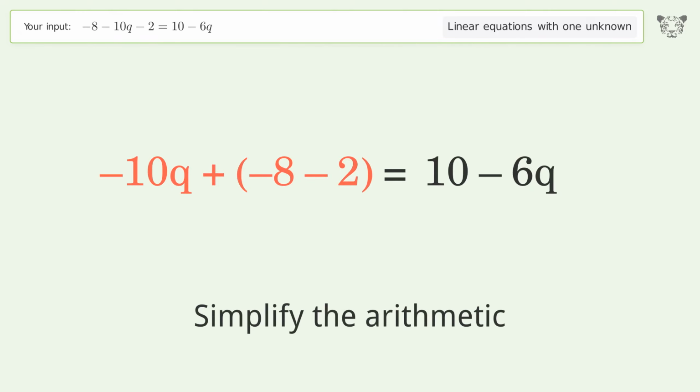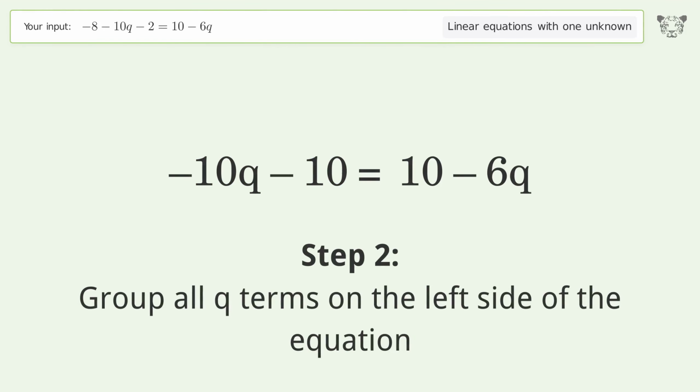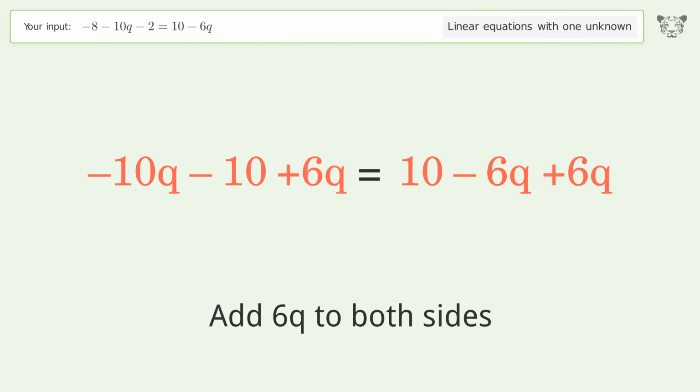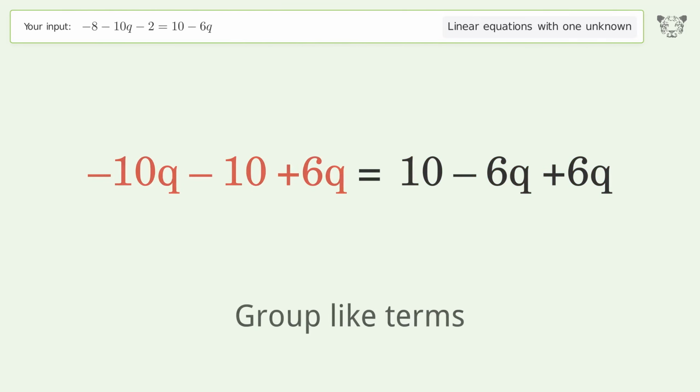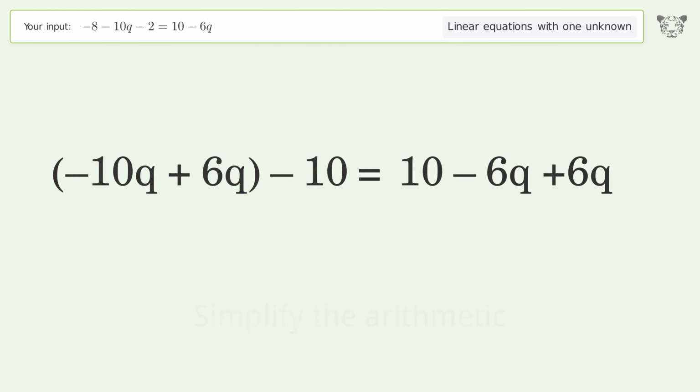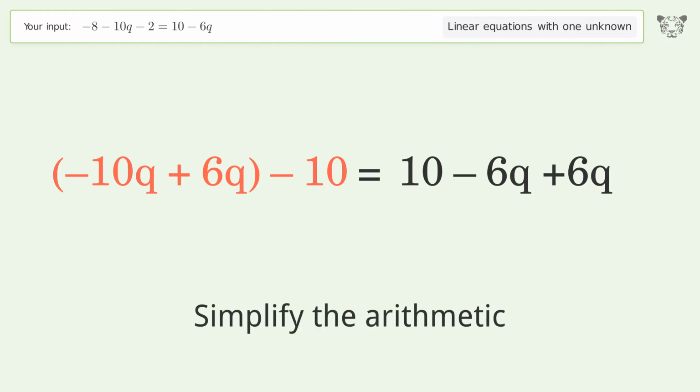Simplify the arithmetic. Group all q terms on the left side of the equation. Add 6q to both sides. Group like terms. Simplify the arithmetic.